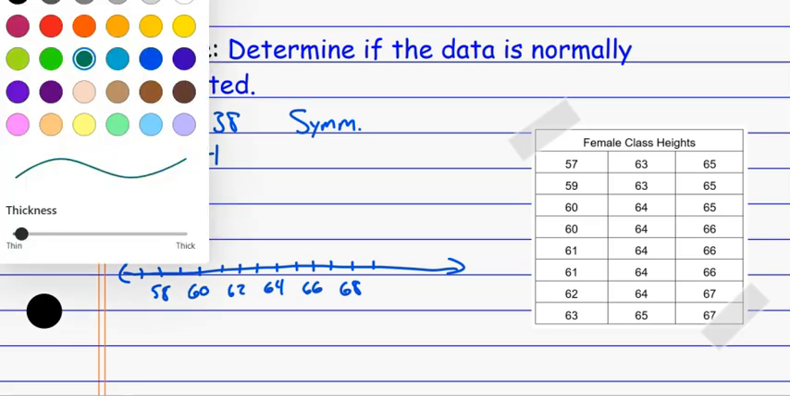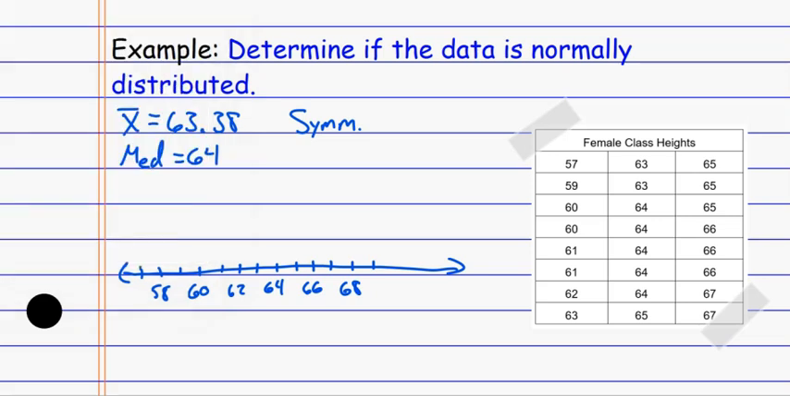Looks like I've got a 57 as my smallest one. And then I have a 59. And I'm just going to go ahead and fill in my dot plot. Two of these. Two of these.